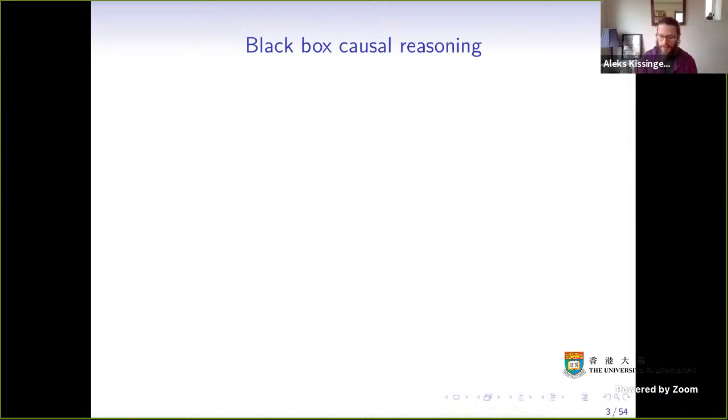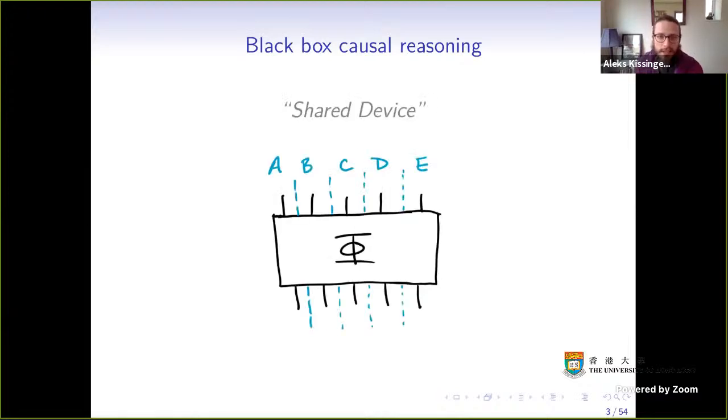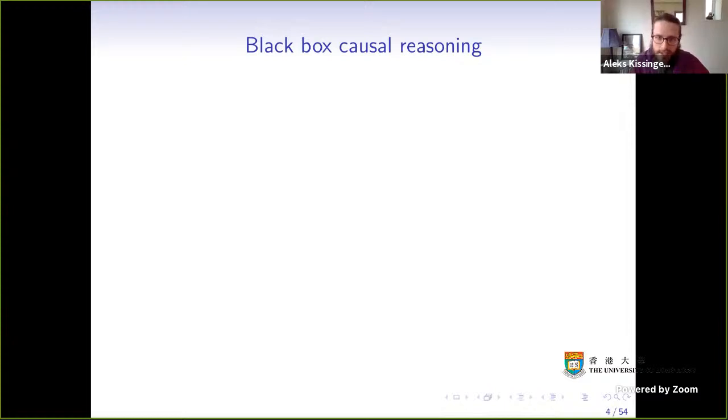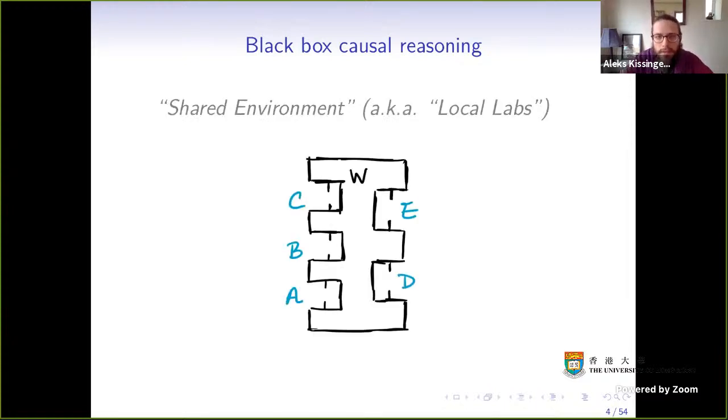There are a couple of interesting settings to think about this. One is the shared device setting. You could imagine something like a Bell scenario, where you have some agents putting in some inputs and receiving some outputs, and you want to ask if there are causal relationships, or study things like locality and signaling.